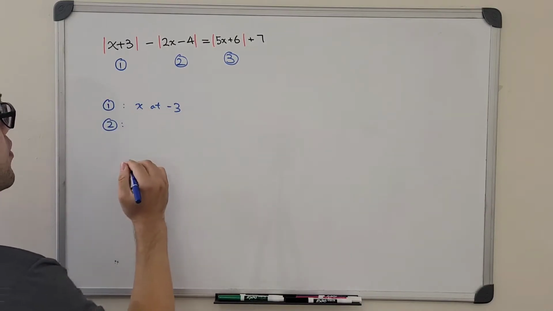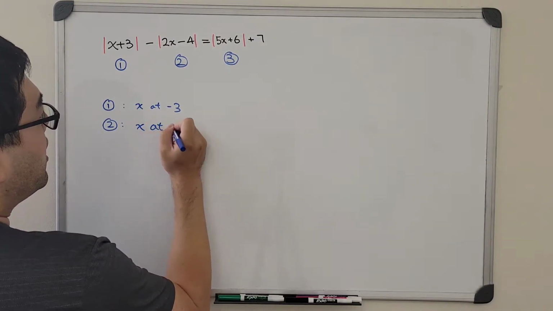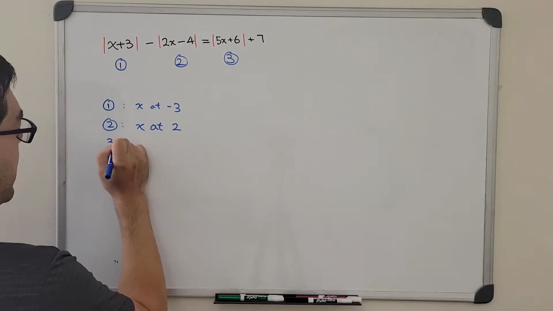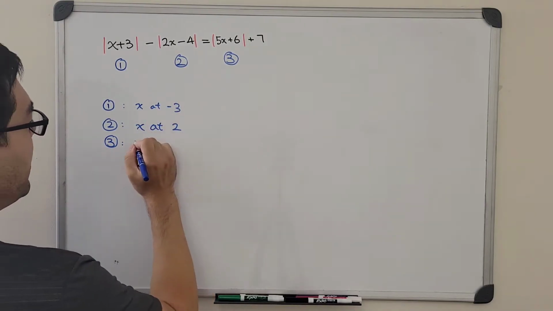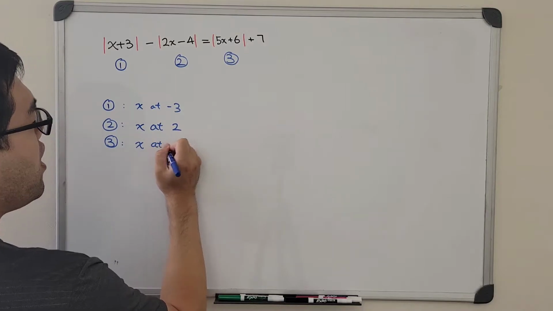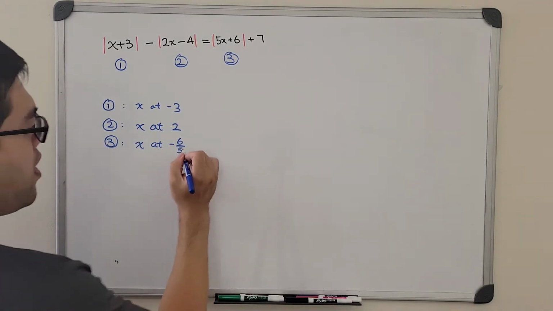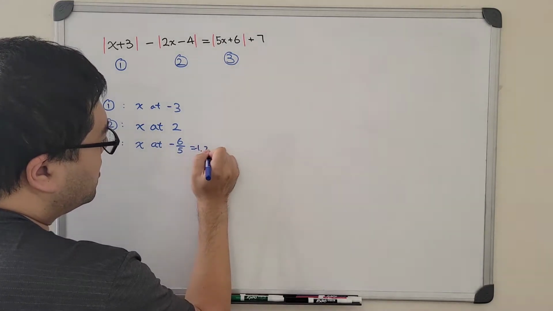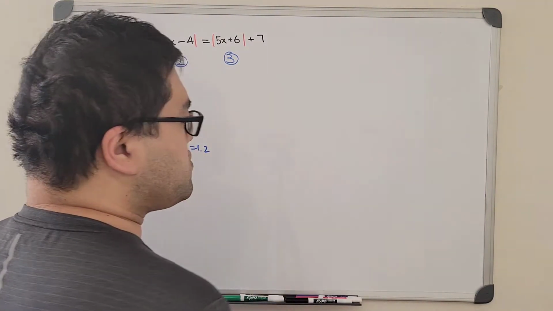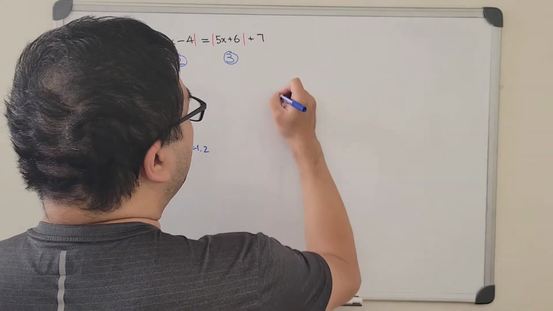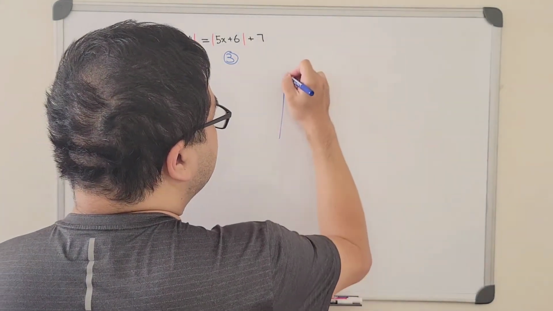For the second term, we have the cutoff point at +2. And for the third term, we have the cutoff point at -6/5, or -1.2 numerically.